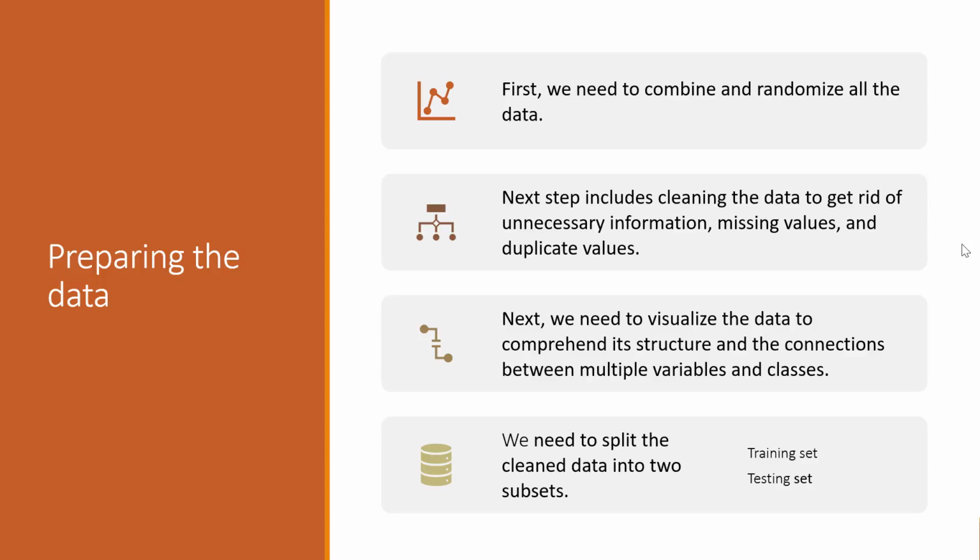So once we put together all the data, first we need to combine and randomize all the data, and this will ensure the distribution of data is balanced and the learning process is unaffected by the ordering. The next step includes cleaning the data to get rid of unnecessary information, missing values, duplicate values. Here, data sets, rows, columns, or even index of rows and columns may also require some modification. So we will clean our data.